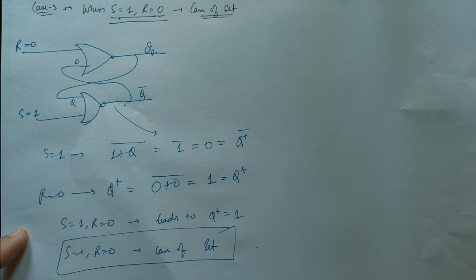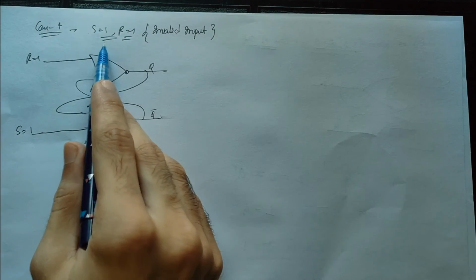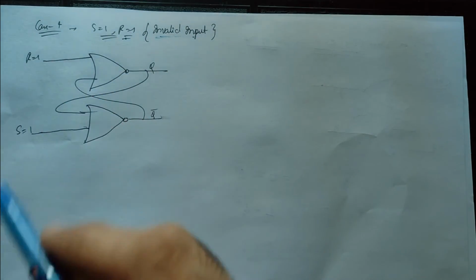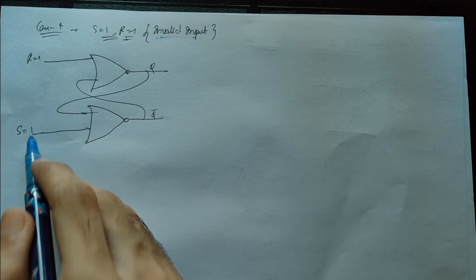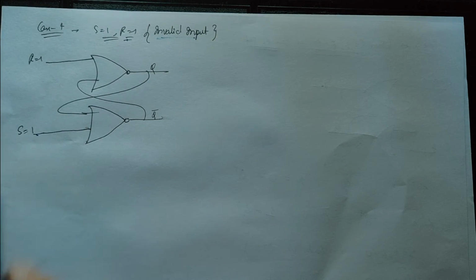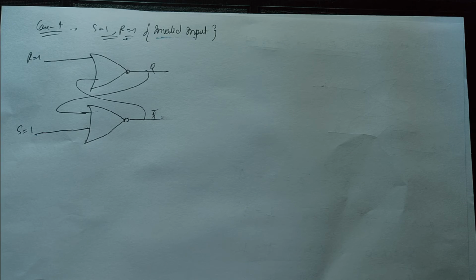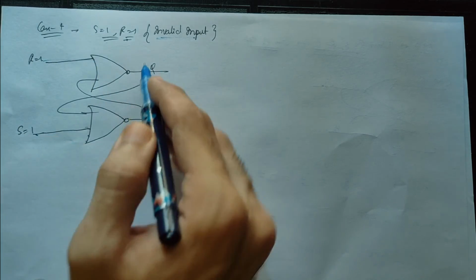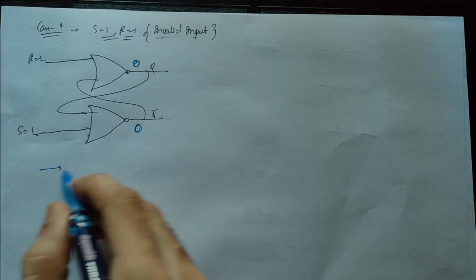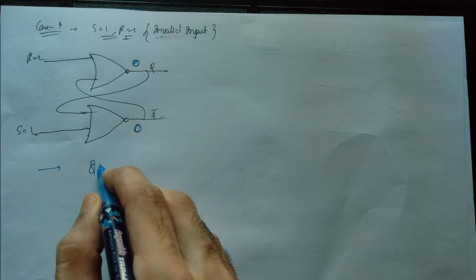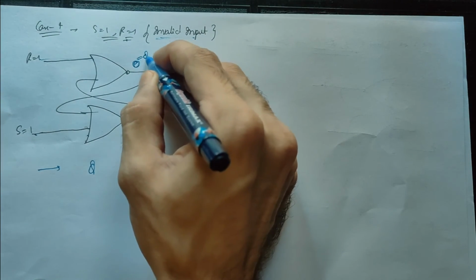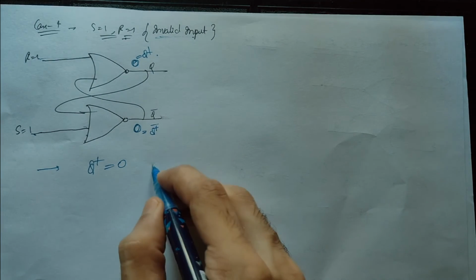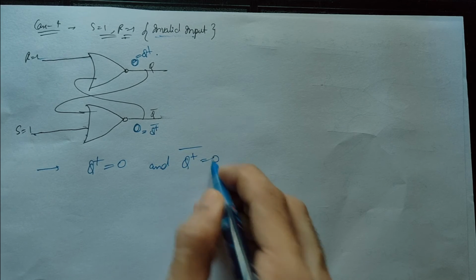Now let's move to case 4. Case 4 is when S equals 1, R equals 1, and this is an invalid input. Why it is invalid, we will see now. Here S is 1. I told you whenever one of the inputs of the NOR gate is 1, then the output is always 0. So the output of this NOR gate would be 0, and the output of this NOR gate would also be 0. So here Q plus would be equal to Q plus bar.